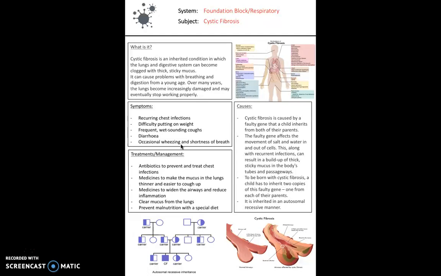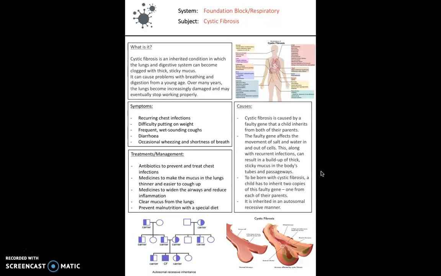Now that's quite obvious really when you think about it. Wheezing and shortness of breath come from a build-up of thick, sticky mucus in the lungs, so obviously it's going to cause breathing problems. It can also cause digestion problems as well. Over many years, the lungs can become increasingly damaged and in some cases may even stop working. The causes we've already discussed, it's really due to that autosomal recessive inheritance.